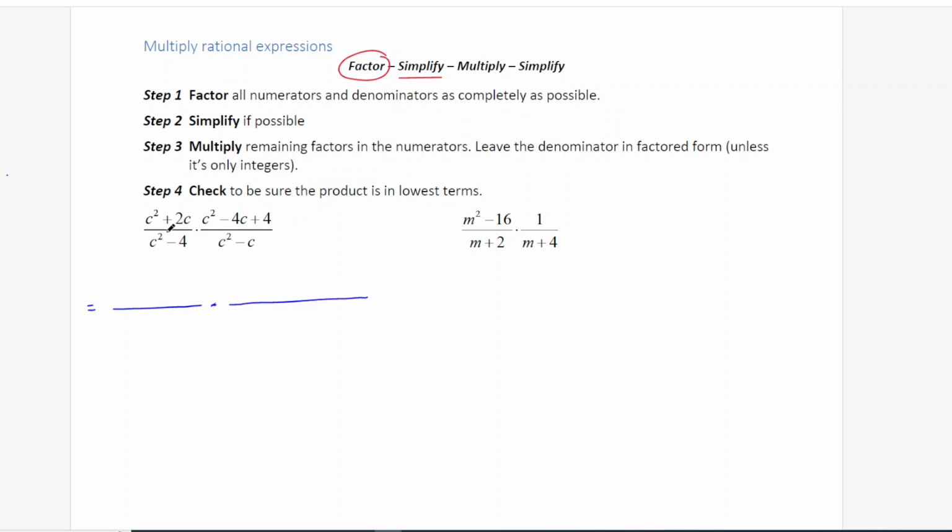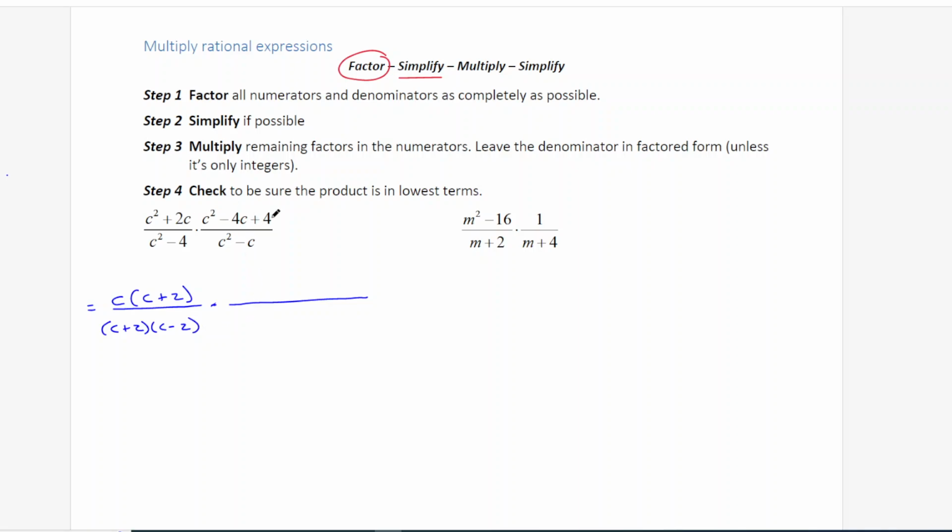So in my numerator here, right, there's two terms. I'm going to greatest common factor out of c. I'm left with c times c plus 2. Same thing in my denominator. I'm going to look to see what I can do. There's two terms again, but there's no greatest common factor, and it's a difference of squares. So I'm going to factor it as c plus 2 and c minus 2.